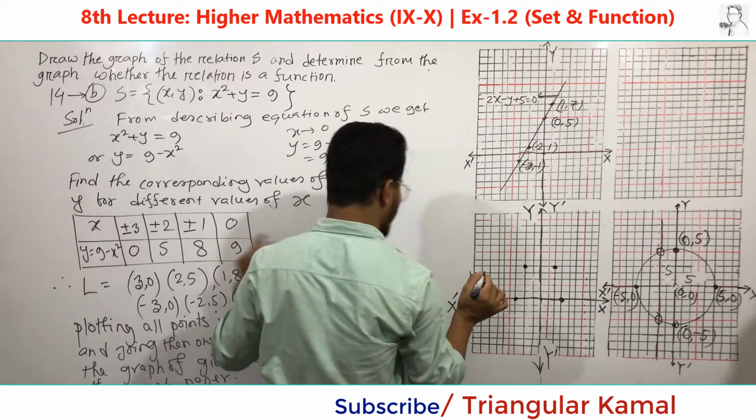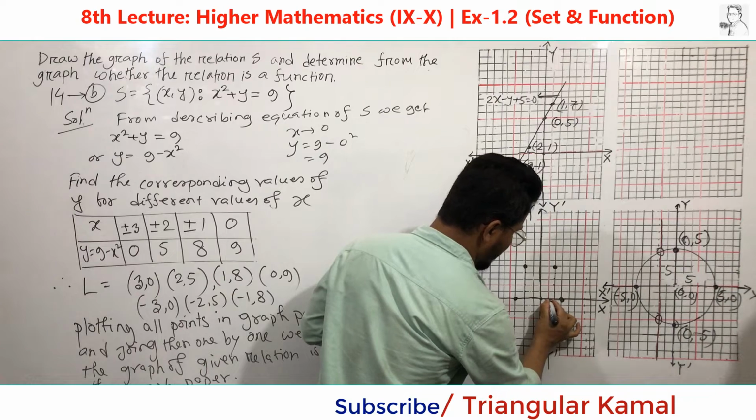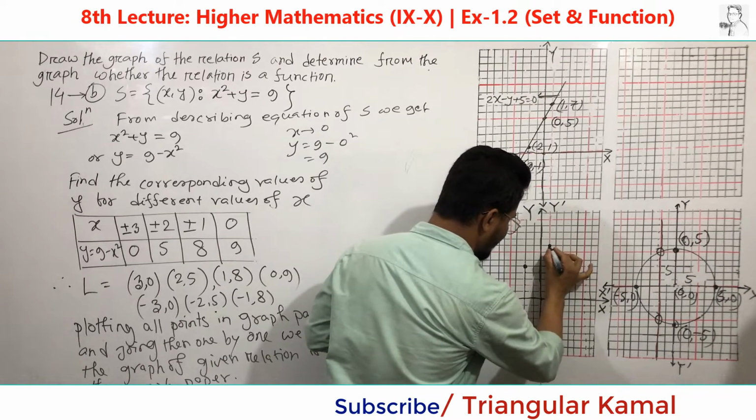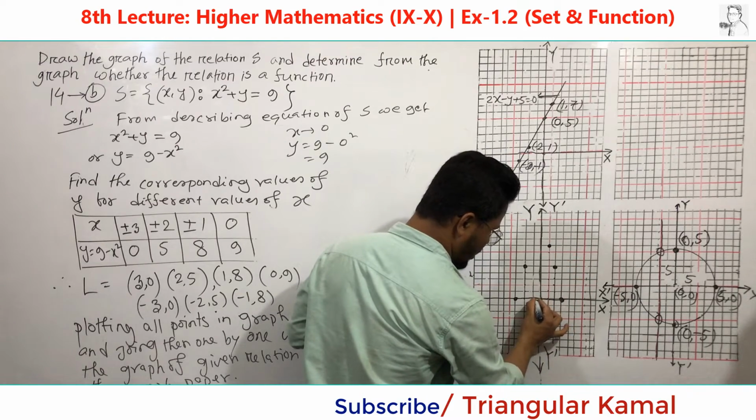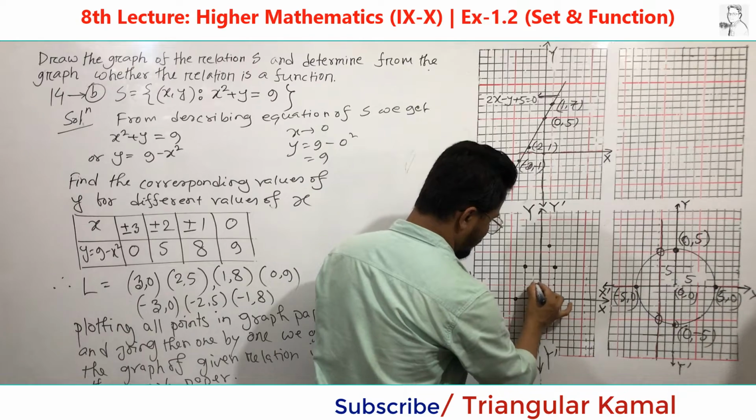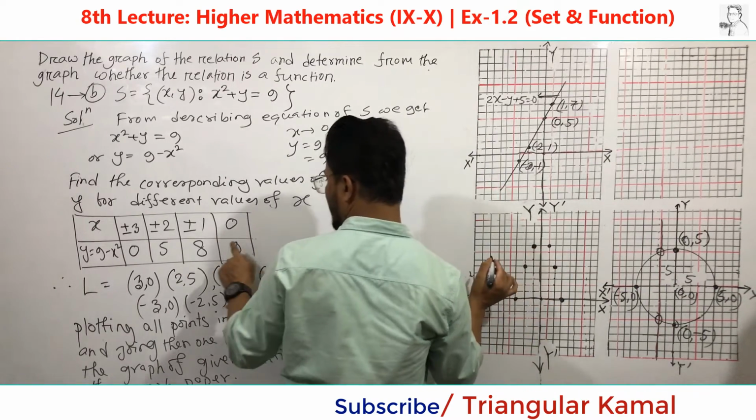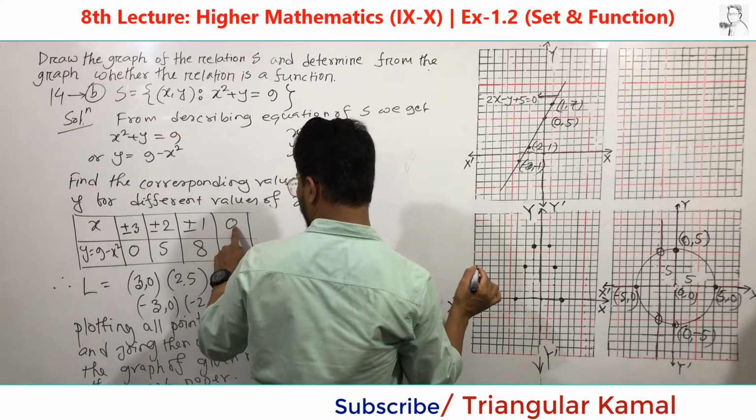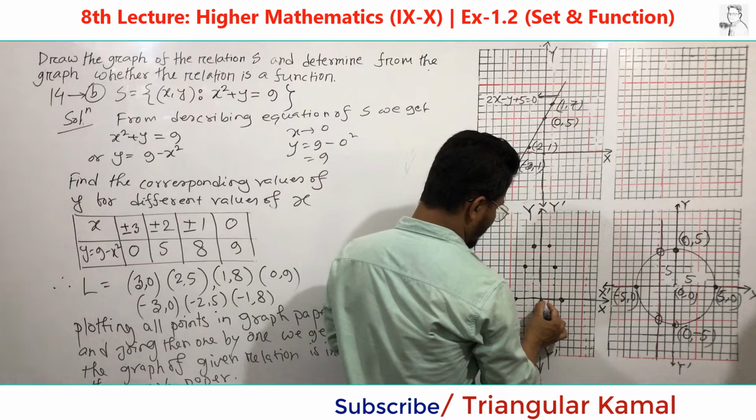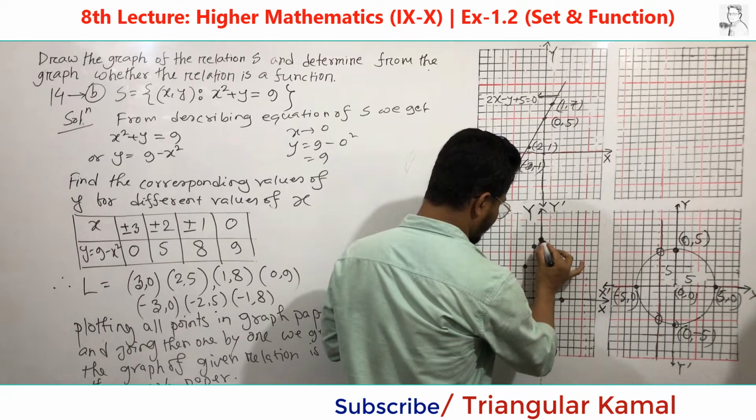Then plus 1, 8. So x is plus 1, y is 8: 1, 2, 3, 4, 5, 6, 7, 8. Then minus 1, that means origin to the negative side. Minus 1, then 8: 1, 2, 3, 4, 5, 6, 7, 8. And finally this one is (0, 9). That means x is 0, y is 9. This one will be here.